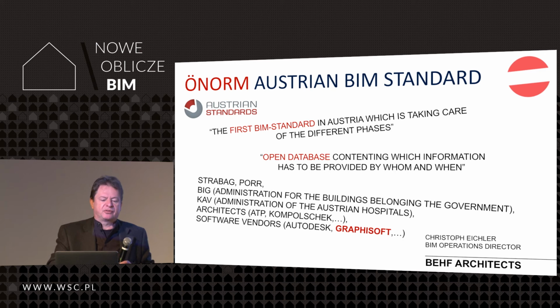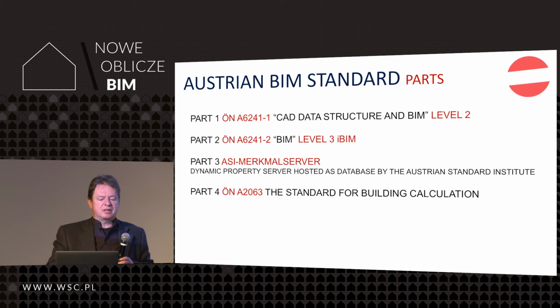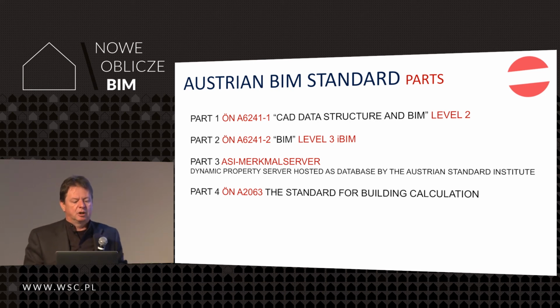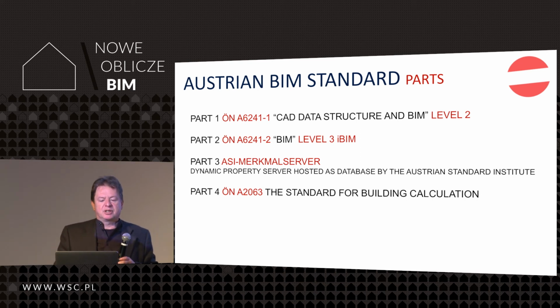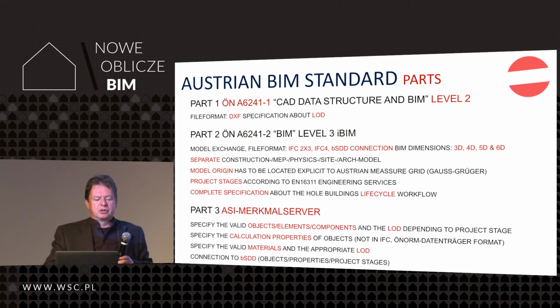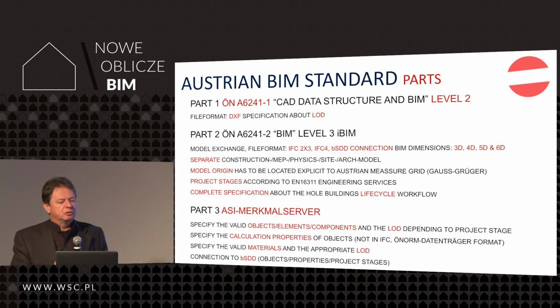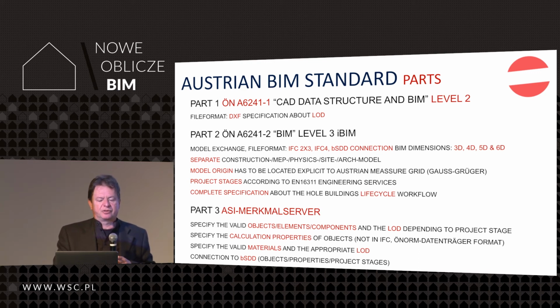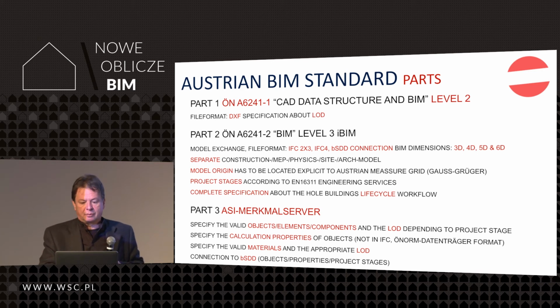And again, it was the first BIM standard for Austria. It came, as you see, they had an old CAD standard, which was 2D. And then practically what they did is a property server for the different properties, which is the I in BIM again, and a standard for building calculation. So as you see here, you see the level 2. They are also at level 2, and they're going for level 3. And they are enhancing their property server in order to attach more and more information to the building model.